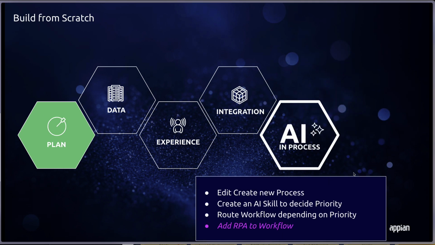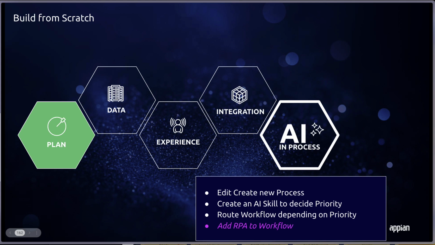Now let's move on to what Appian's all about. Appian's about process, right? AI has a really good home in process. We'll talk more about that in VJ's section later. But let's have a look at editing the creation process that Appian's already generated for us. We're going to create an AI skill to decide the priority of the case automatically for us, and we can route the workflow maybe based on that priority. We could even add RPA to the workflow, but we won't go too far down that path. I'm going to leave that for the later session.